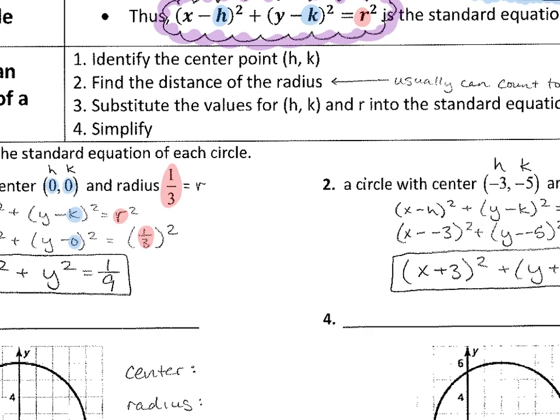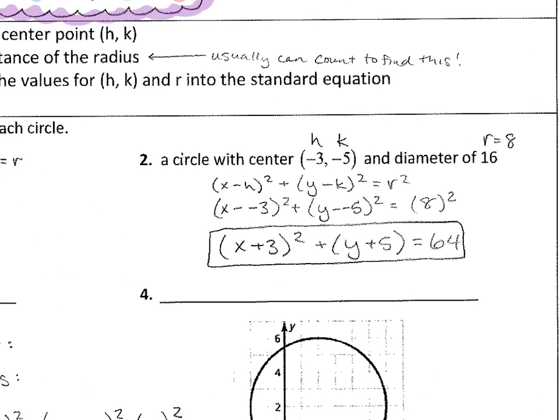Okay, number 2, a circle with center at (-3, -5) and a diameter of 16. Here's the things I know. Since this is the center, I'm going to highlight it in my center colors. -3 is h and -5 is k. Now, it says that the diameter is 16. If the diameter is 16, what is the radius? 8, half of that. So don't automatically think the other number in the problem is your radius. Make sure you read that it is the radius, and if it's the diameter, just take half of it. So I fill in my formula.